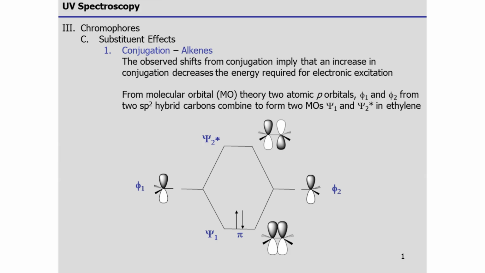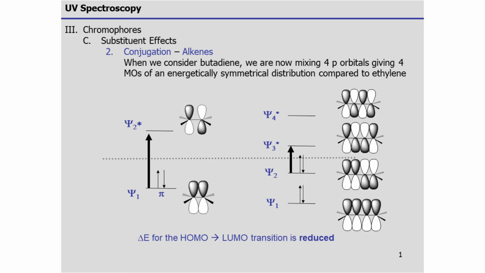Conjugation in alkenes decreases the energy required for electronic excitation. According to molecular orbital theory, two atomic p orbitals combine to form molecular orbitals in ethylene, leading to a lower energy transition. In butadiene, mixing four p orbitals creates four molecular orbitals, resulting in a more symmetrical energy distribution compared to ethylene. This reduces the energy gap for the HOMO to LUMO transition.